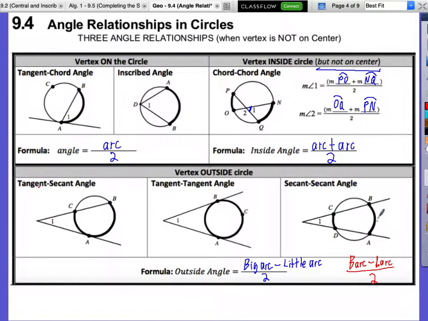So here, for this angle, what would be the big arc? AB. What would be the little arc? CD. Okay, and this one, what would be the big arc?